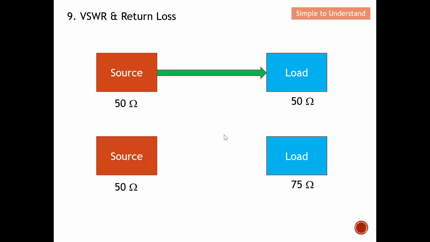However, as I mentioned, it may not be the case. Under some mismatch condition, let's say 50 to 75, instead of 100% being sent to the load, only some percentage is able to be sent to the load, and some will be reflected back. The more that is reflected back, the less signal is sent to the load, which means that it is less efficient. Because most of it is under this return loss, I will have less signal sent to the load.